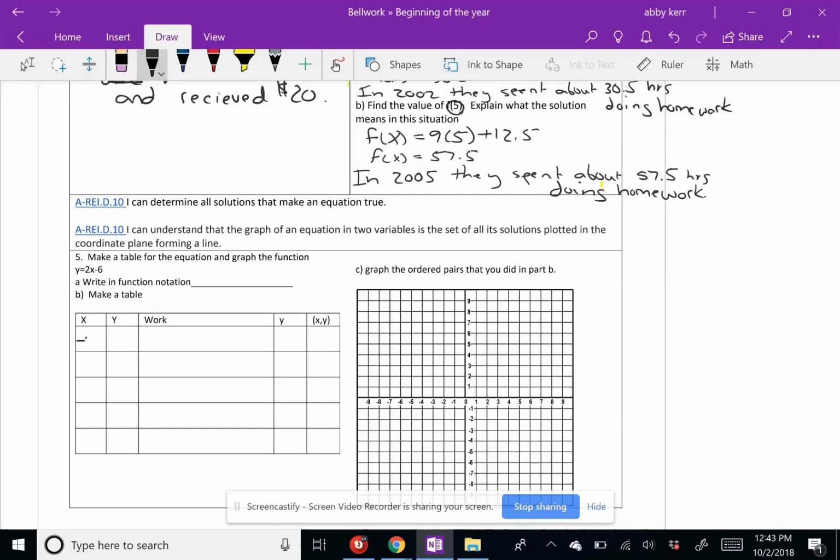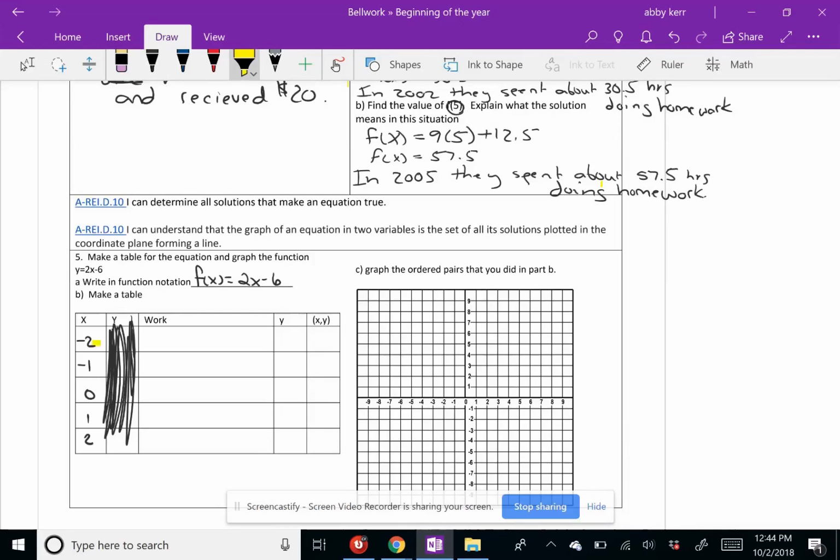So in class, I asked you to fill in the -2, -1, 0, 1, 2. Then I also asked you to just kind of erase that column because you don't really need it. So it says part A, write in function notation. Once again, it's just f of x equals 2x minus 6.